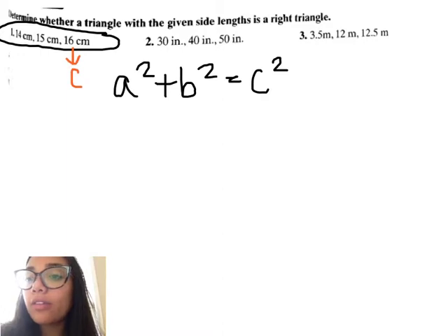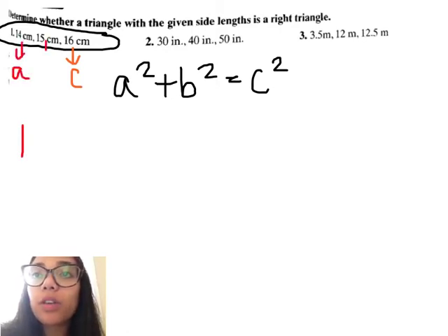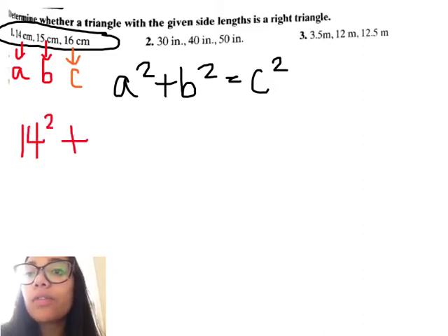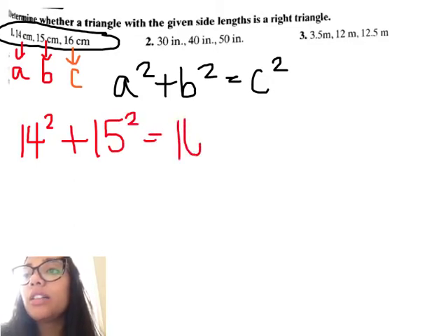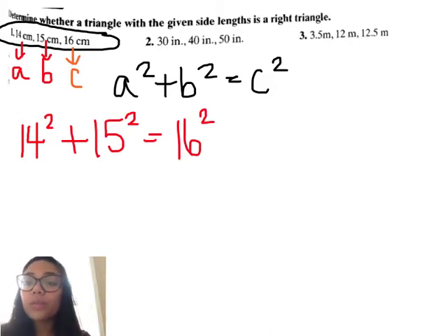A and B don't really matter which order I put them in. I'm going to go ahead and label this as A because it comes first and this is B. But if I switch the order, it wouldn't matter. So I have 14 squared plus 15 squared equals 16 squared. So I need to see if this is true. If it is true, then it works. If it's not true, then it doesn't work.